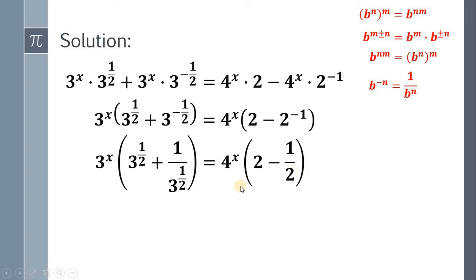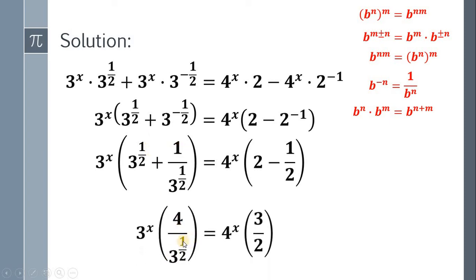Next thing to do is to simplify the terms inside the parentheses, and we will use another law of exponent. So if we have b raised to n multiplied by b raised to m, it is equal to b raised to n plus m. Combining this term, we get the LCD, and the LCD is 3 raised to 1 half. Then we need to multiply 3 raised to 1 half multiplied by 3 raised to 1 half, and it is equal to 3 raised to 1 half plus 1 half, or simply 3 raised to 1. And it is equal to 3. Thus, 3 plus 1 will give us 4, and the denominator becomes 3 raised to 1 half. And on the other side, 2 minus 1 half is simply 3 over 2.